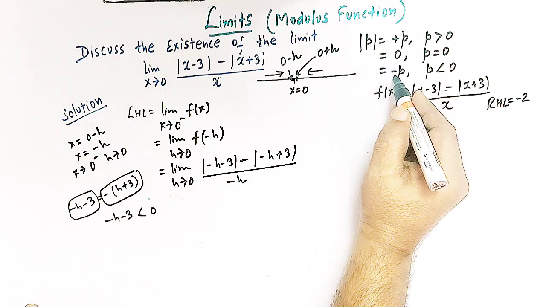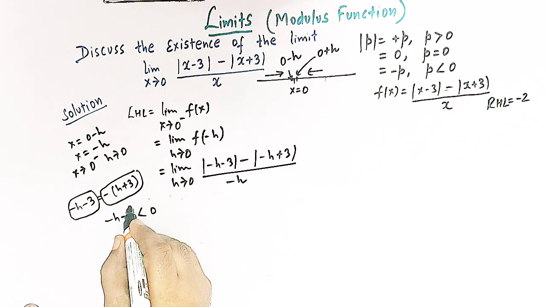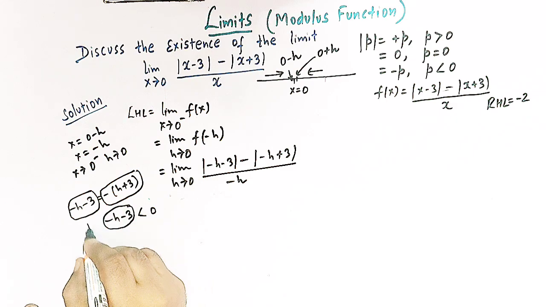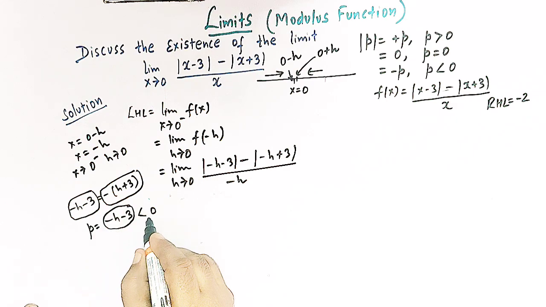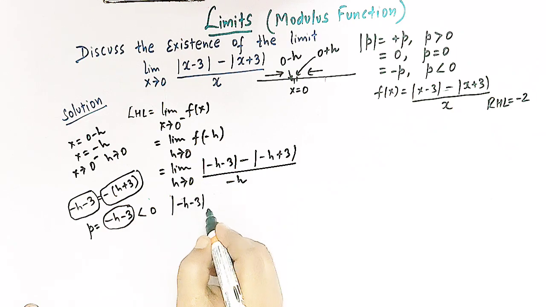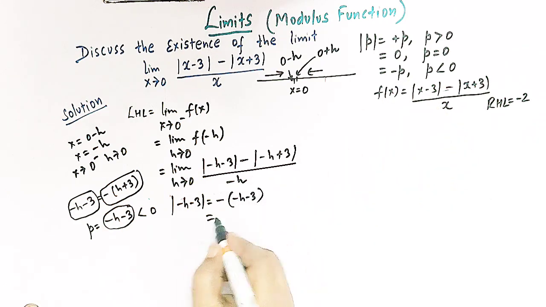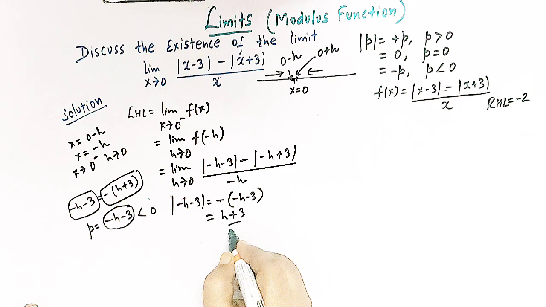Mod of p is equal to negative p when p is less than 0. So if we take this quantity as p, then we have p less than 0. So mod of -h - 3 can be written as negative of p. So p is -h - 3. So here we have minus minus plus, so we have simply h + 3.